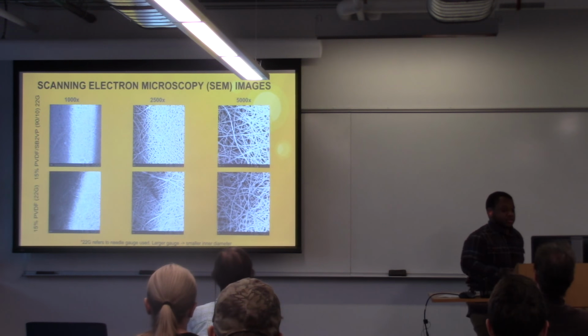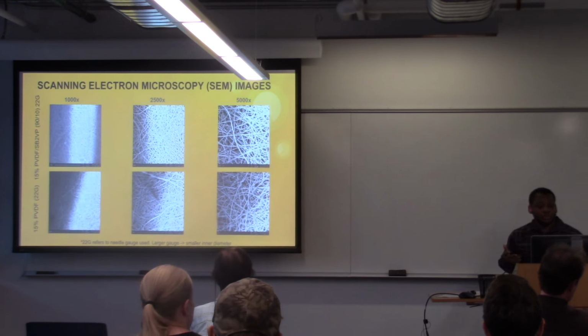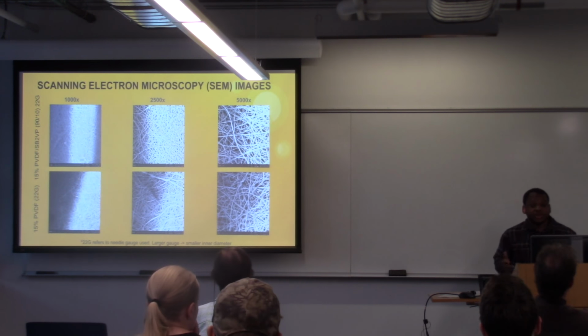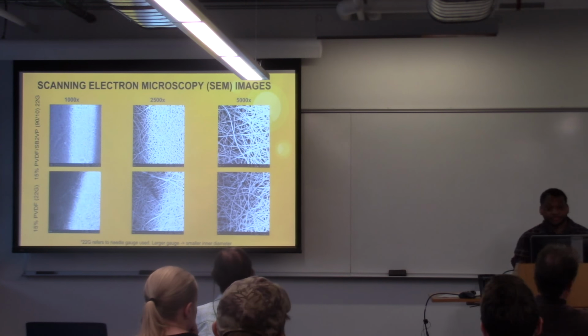The 22 gauge is referring to the diameter of the needle. The larger the gauge, the smaller the diameter of the fibers.